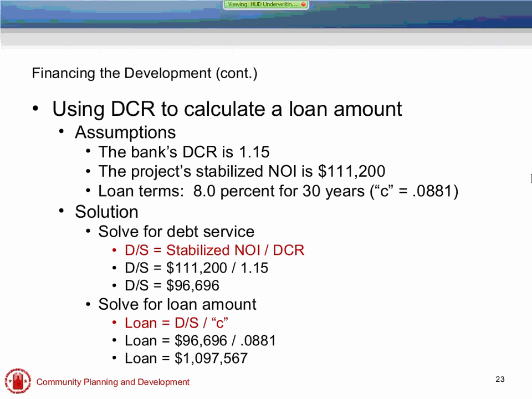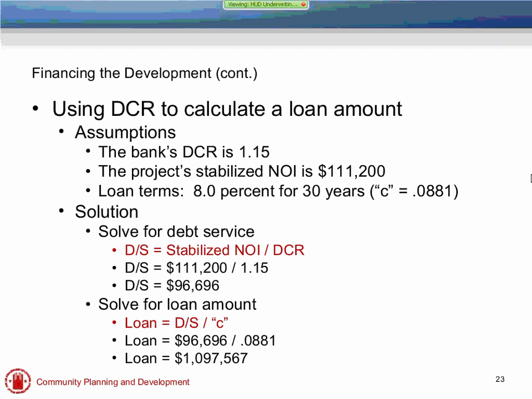to solve for debt service, you're going to already know your stabilized NOI number from the pro forma that you put together, and you're going to divide that by what the lender is requiring for the debt coverage ratio. That determines what our debt service is that the project can afford. So we know from the pro forma we put together that $111,200 is the stabilized NOI divided by the debt coverage ratio of 1.15. So our debt service that we can afford and still have a 15-cent cushion for that lender is $96,696.